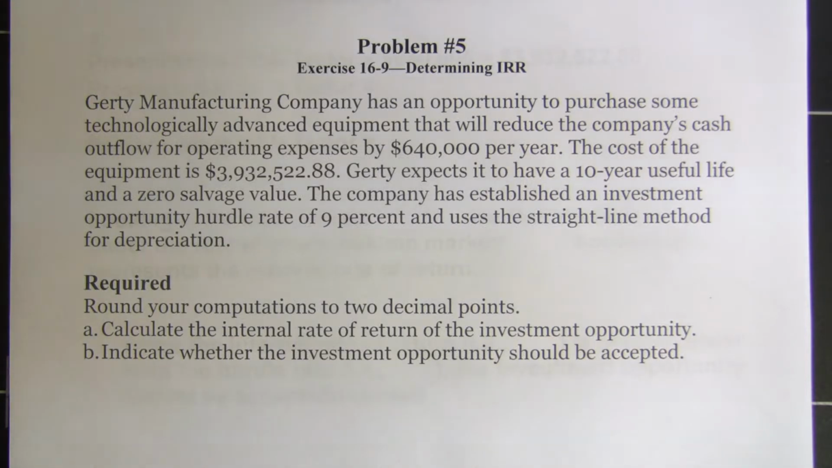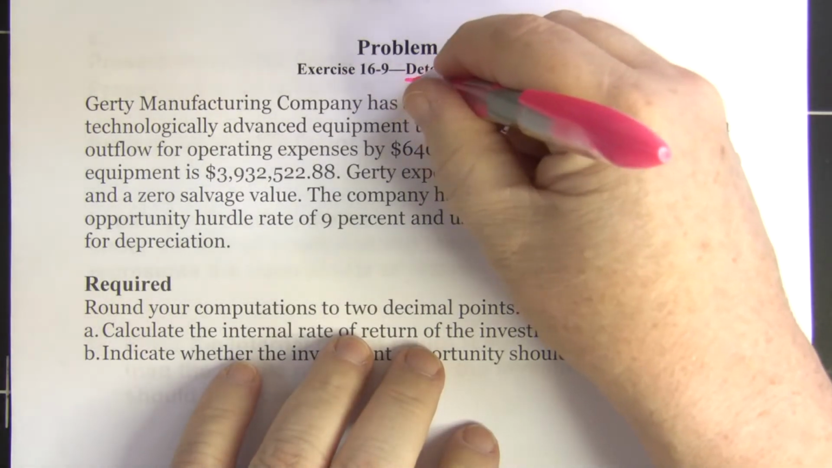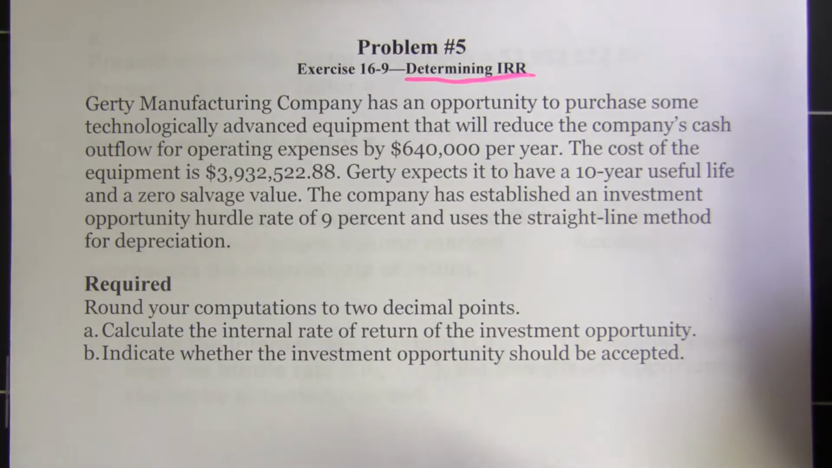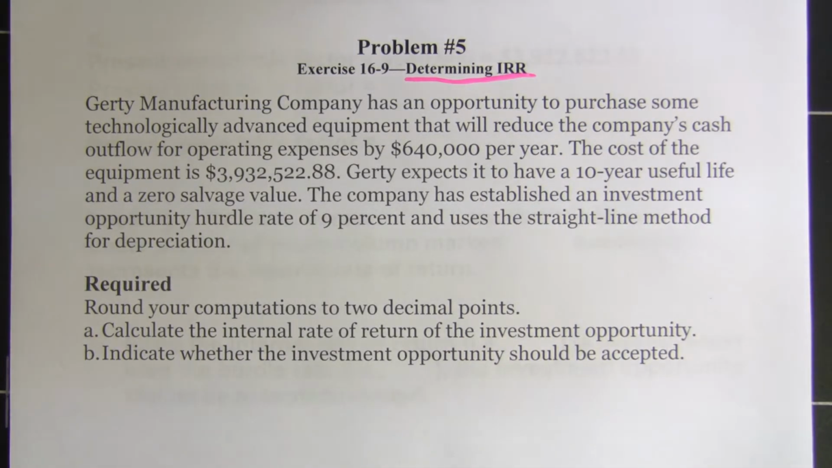Problem 5, exercise 16.9, is somewhat inappropriately called determining the IRR. Really what you're doing is one simple division and then you look it up in a table. So that's not determining so much as just a little bit of arithmetic and then look it up in a table. But you do have to wade through some accounting babble to get to that point. So let's put on our boots and start shoveling.